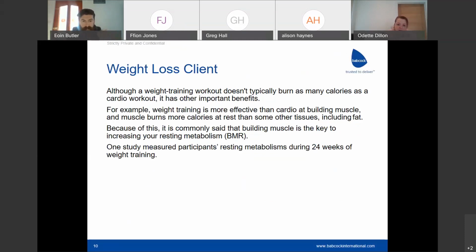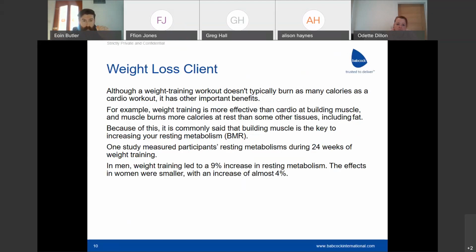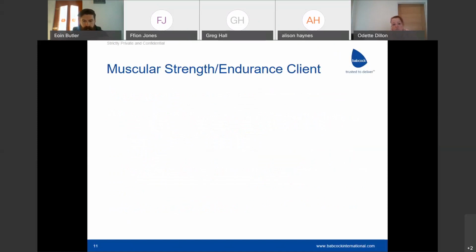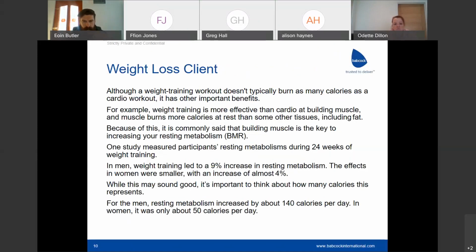One study measured participants' resting metabolism during 24 weeks of weight training. In men, weight training led to a 9% increase in resting metabolism. The effects in women were smaller, with an increase of almost 4%. So the basal metabolic rate in men went up by 9%, and in women went up by 4% by doing weight training. While this may sound good, it's important to think about how many calories this represents. For the men, resting metabolism increased by about 140 calories per day. In women, it was only about 50 calories per day. Any questions on that? Or do you want to recap it?